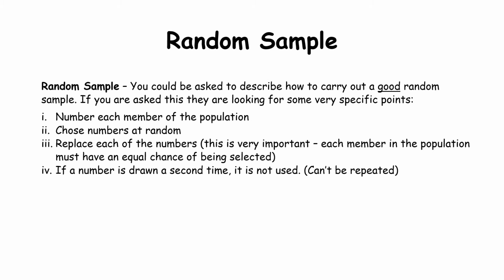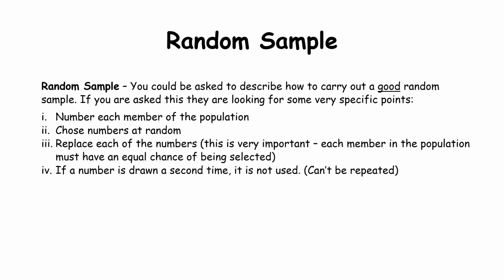So how would we carry out a good random sample? So we would number each member of the population. We would choose a number at random. We could, if you want to, put all the names of everybody into a hat and then take out somebody from the hat. That's also perfect. But step 3 is really important. You have to replace each number.